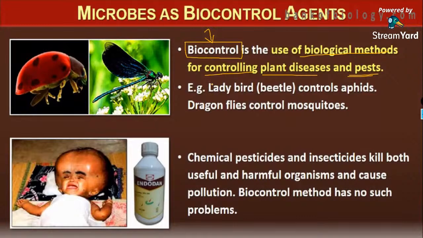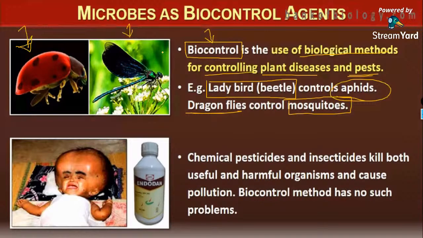For example, this is very important, the ladybird, which is a beetle. This is the ladybird. It controls aphids. Dragonflies control the formation of mosquitoes. So these are two examples of biocontrol agents.